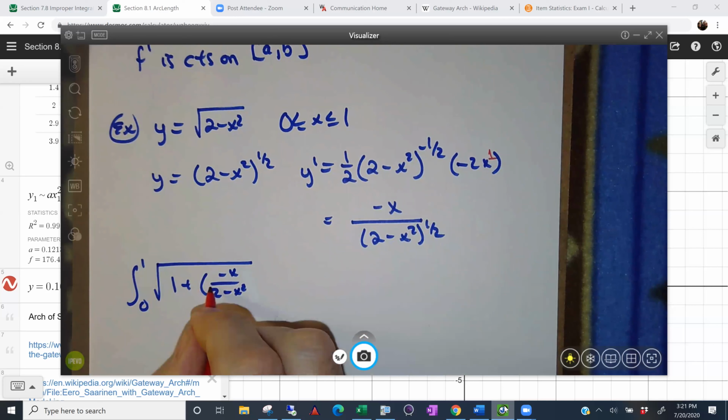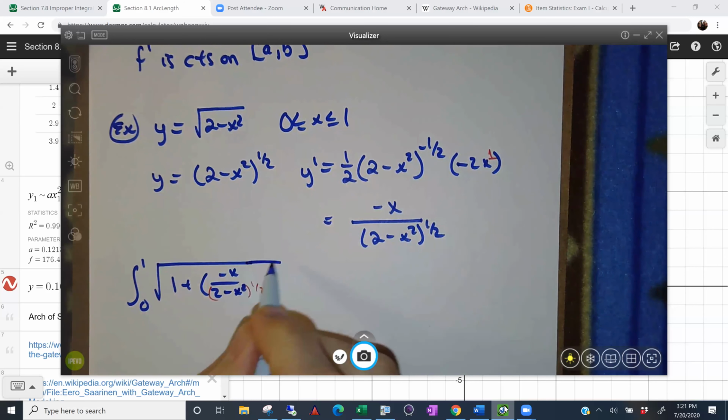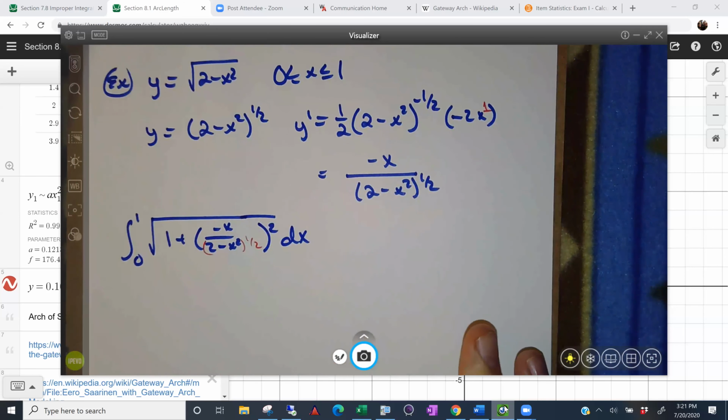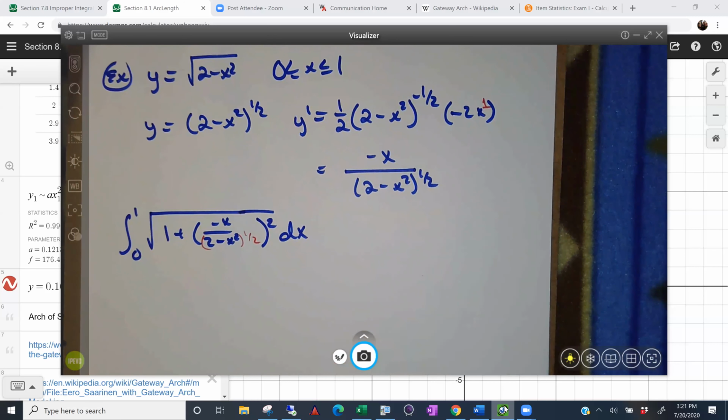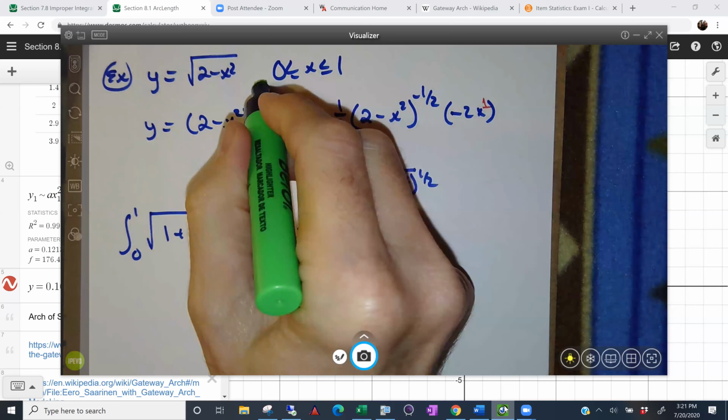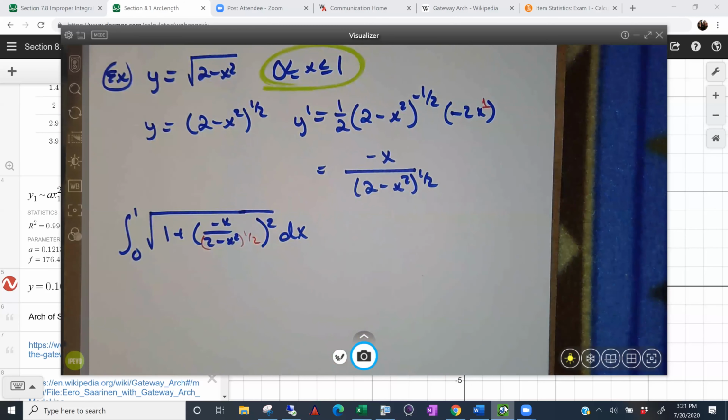So this is going to be to the 1/2 power, and then the whole thing squared, dx. Cool. How did you get the 0 to 1? That's given to you by the problem. Yeah, they have to tell you where you want to find the arc length. So, yeah, that's a given.